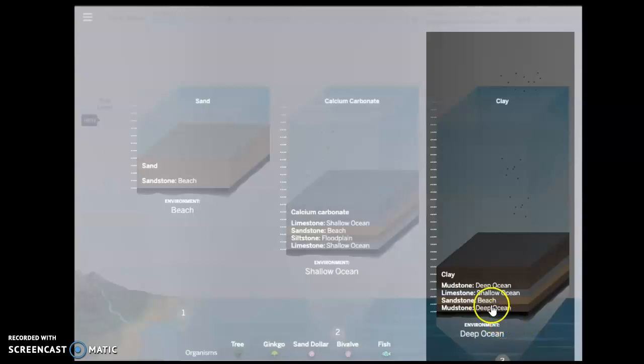And again, making sure that we realize that this layer, the sandstone, is younger than the mudstone. And then this limestone is also younger than this sandstone. And we have our youngest layer, which is mudstone, and then the clay was just forming when the simulation stopped. That was going to be our current layer.